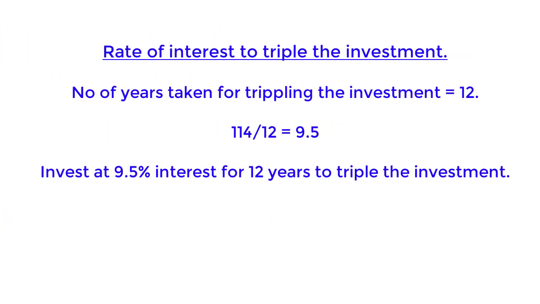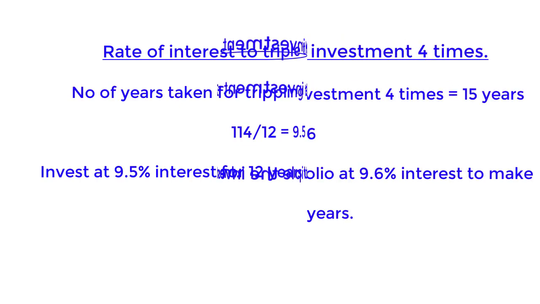Now, take the case of another situation. Same rule, how does it work? I want to triple my investment in 12 years. Very simple. At which rate of interest do I have to invest? 114 divided by 12. I will get 9.5. So I have to invest this 10,000 rupees at 9.5% interest to triple it.